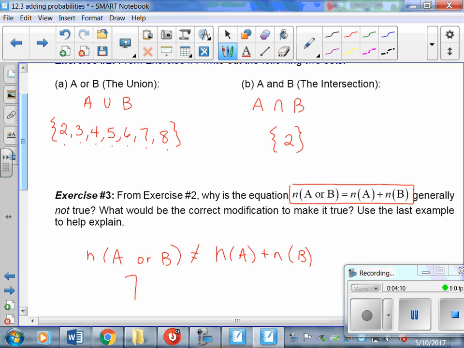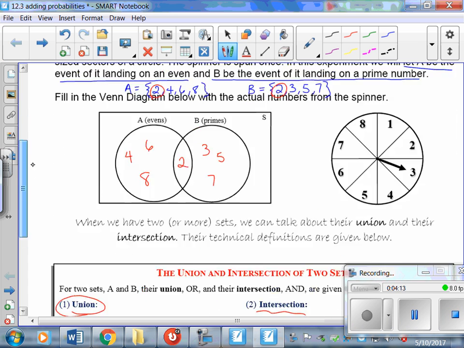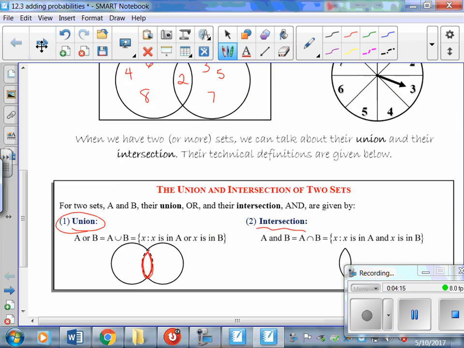Well, we have to go back and look at what that looked like back here. So the number of A, whoops, that's not here. Is it up at the top?